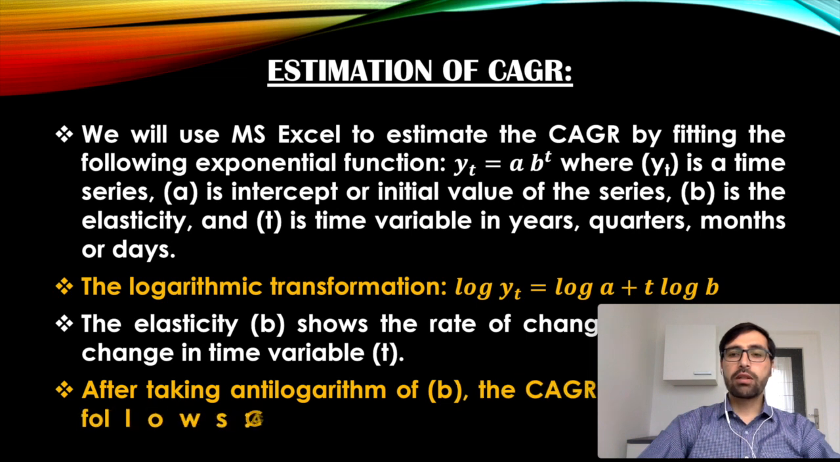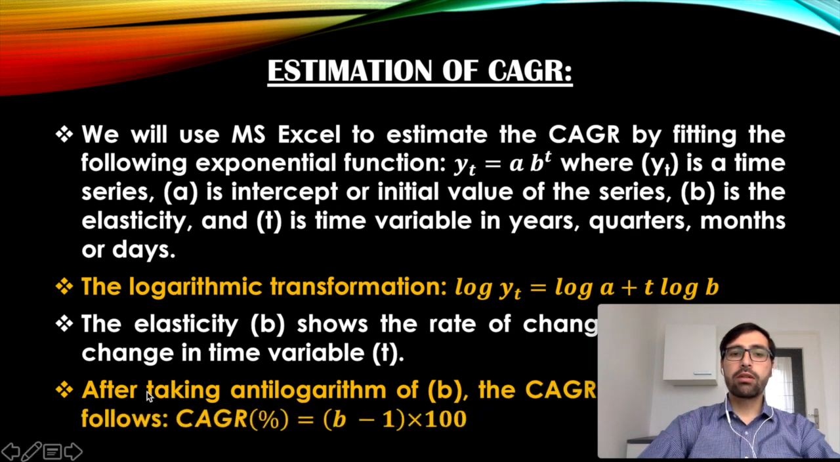Once we have obtained the value of b, we take its antilog, and then we use this equation where the compound average growth rate in percentage terms is equal to (b minus 1) into 100. So this is the last output that we will obtain during today's lesson.